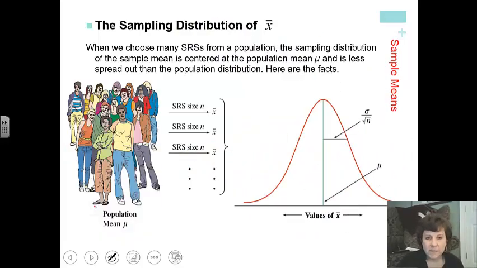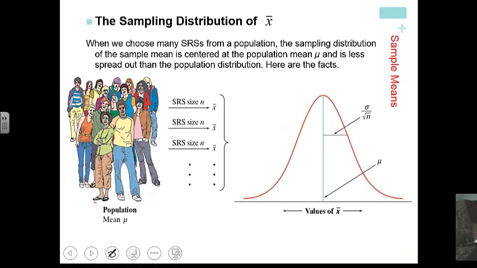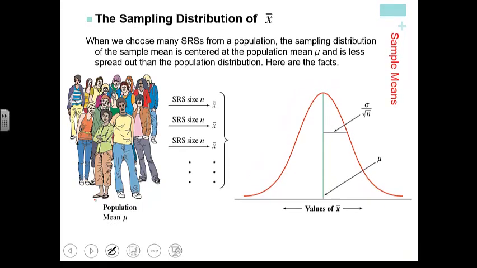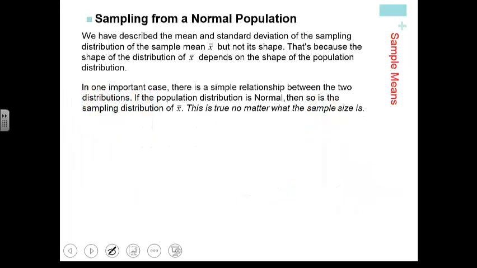When we choose a simple random sample from any population, the sampling distribution of the sample mean is centered at the population mu and is less spread out than the population distribution. So here's what our picture would look like. We have described the mean and standard deviation of the sampling distribution of the sample mean x-bar, but not its shape. We know it's going to be approximately normal, but in one important case, there's a simple relationship between the two distributions.